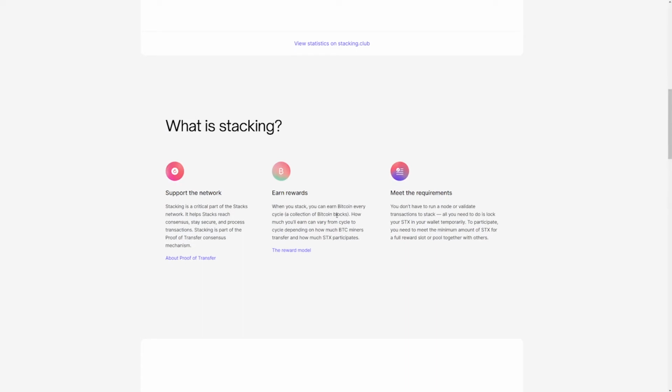One cycle is a collection of Bitcoin blocks, so I think it's every 16 days or so, and how much you will earn can vary from cycle to cycle depending on how much Bitcoin miners transfer and how much STX participates. But the great thing is that you don't have to run a node or validate transactions to stack. All you need to do is lock your STX in your wallet temporarily to participate.